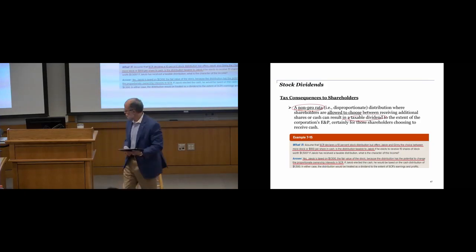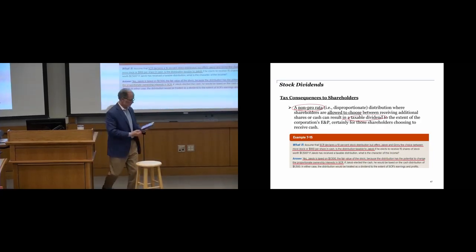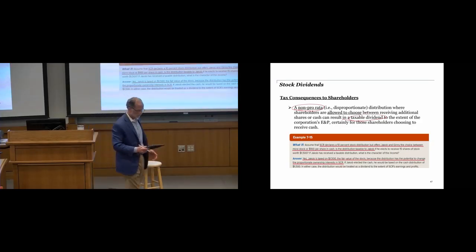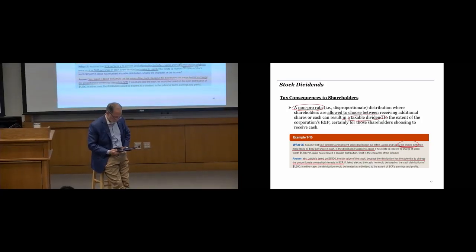So our last example, 715, is Esmeralda. Assume that SER declares a 10% stock distribution, but offers Jacob and Ginny the choice between more stock or $100 per share in cash. Is the distribution taxable to Jacob? If he elects to receive 15 shares of stock worth $1,500. If Jacob has received a taxable distribution, what is the character of the income?